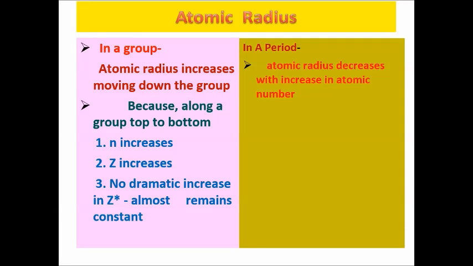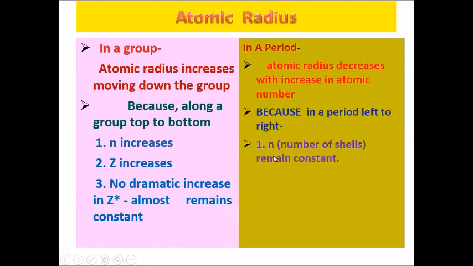When you go along the period, what happens? The atomic number increases. And of course, what happened? The atomic radius will decrease. And the reason for this one is because the n, or the number of shells, remains constant. The same shell is there for the period. How many shells are there? The same will be there for the whole elements in that same period.